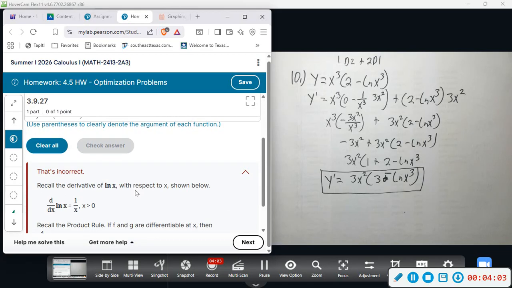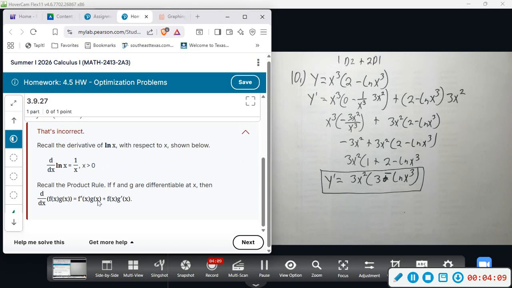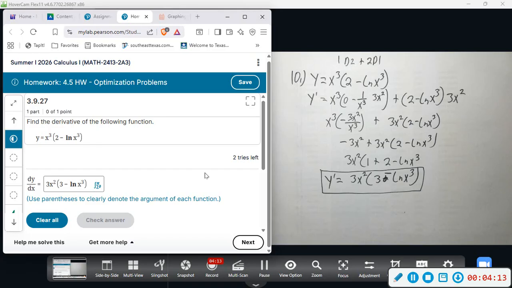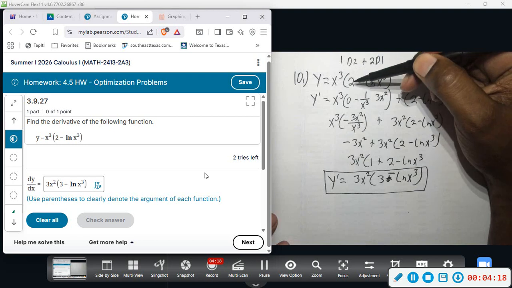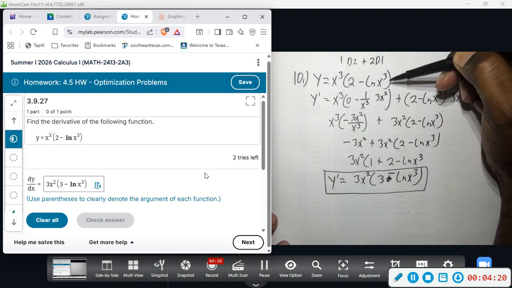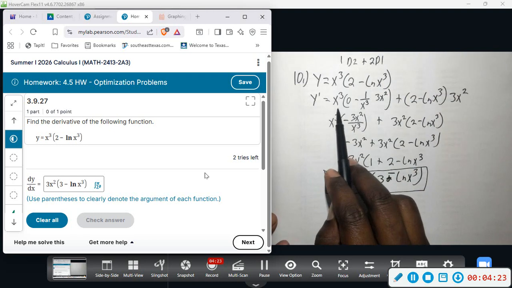Okay, something it doesn't like. We recall the derivative of ln x with respect to x is just 1 over x. That's just the rule. So let's double check, make sure there's nothing wrong. So we have x to the third. Make sure we wrote everything right: x to the third, 2 minus ln of x to the third, 1 derivative.